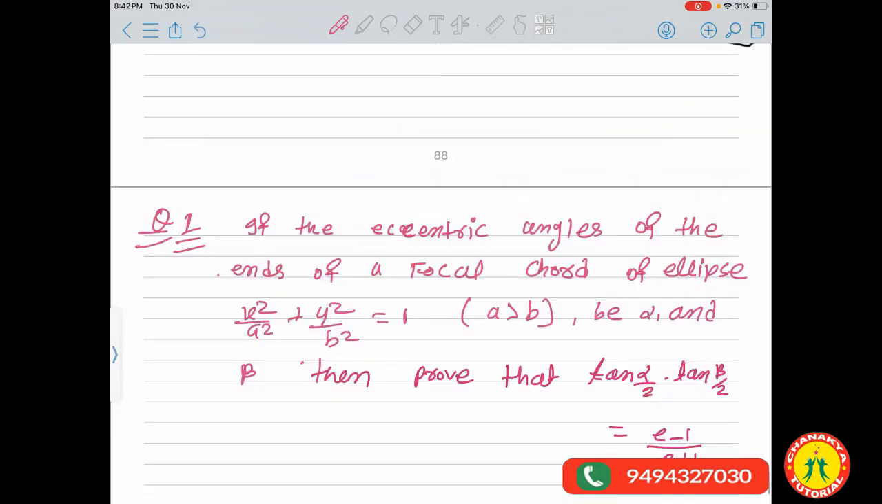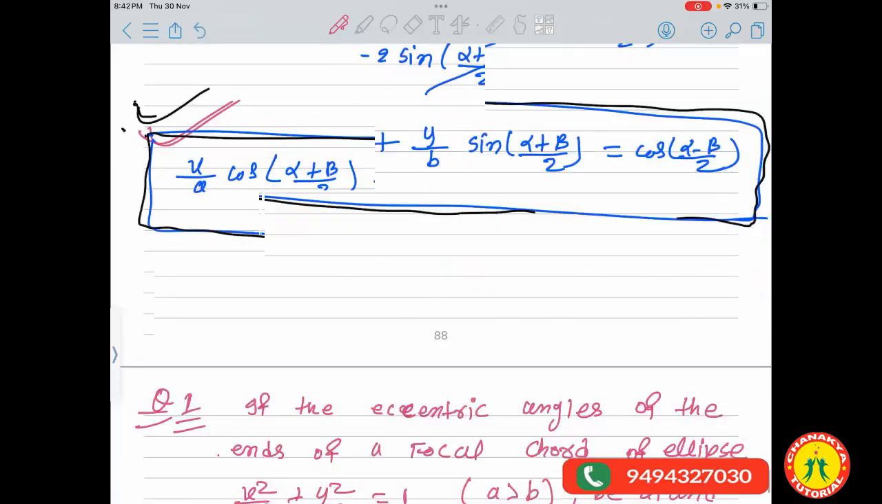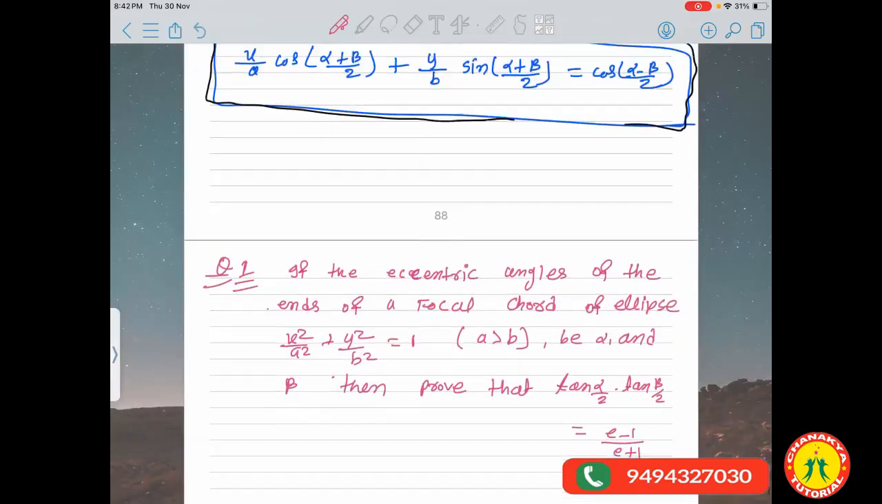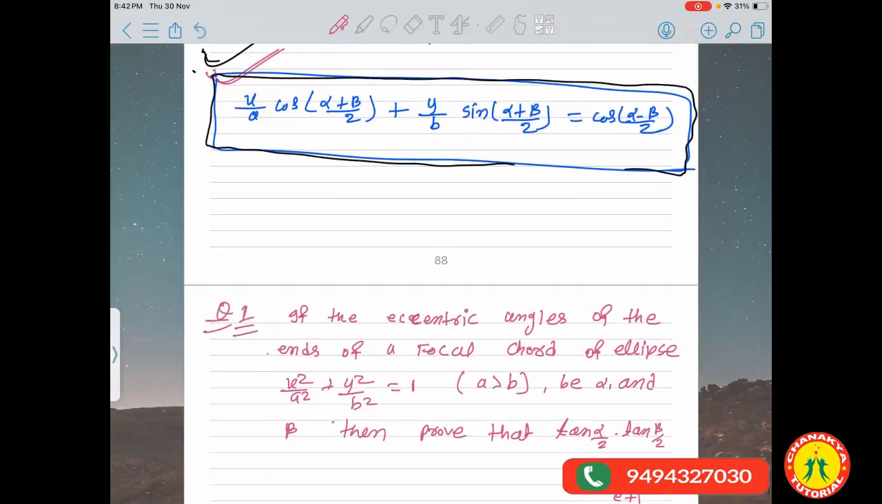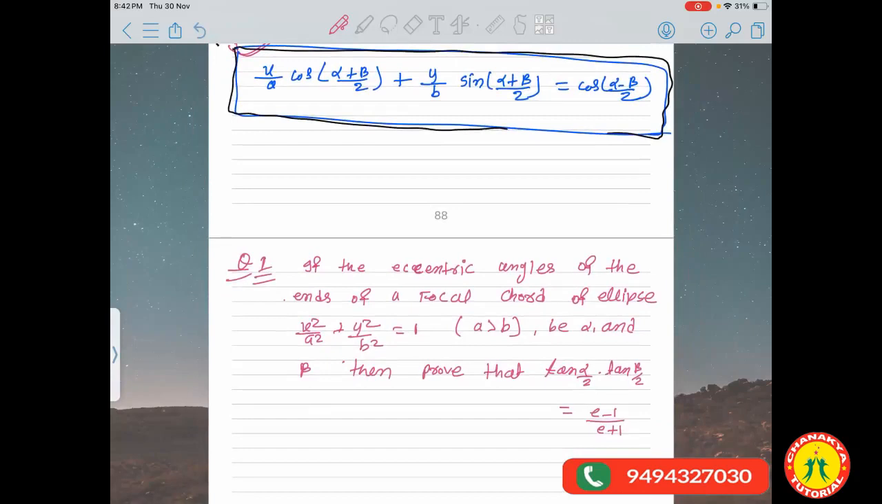Shai, try to do this equation. Write the equation of the chord joining the points. Because it is given as a focal chord, it always passes through the focus. The focus is (a, 0). So pass the line's equation through it, solve the chord, and apply trigonometry, componendo and dividendo, to get the answer. Try to do.